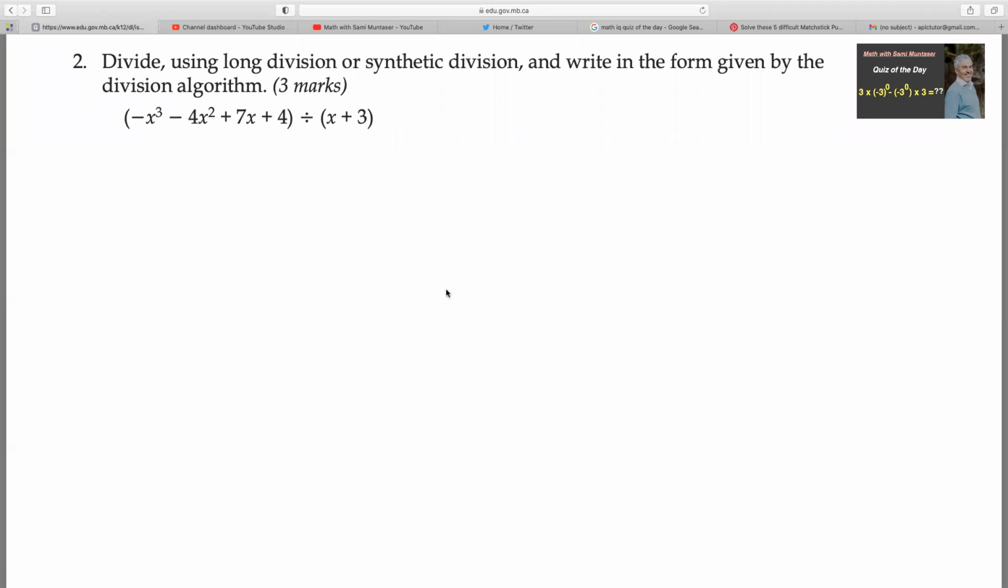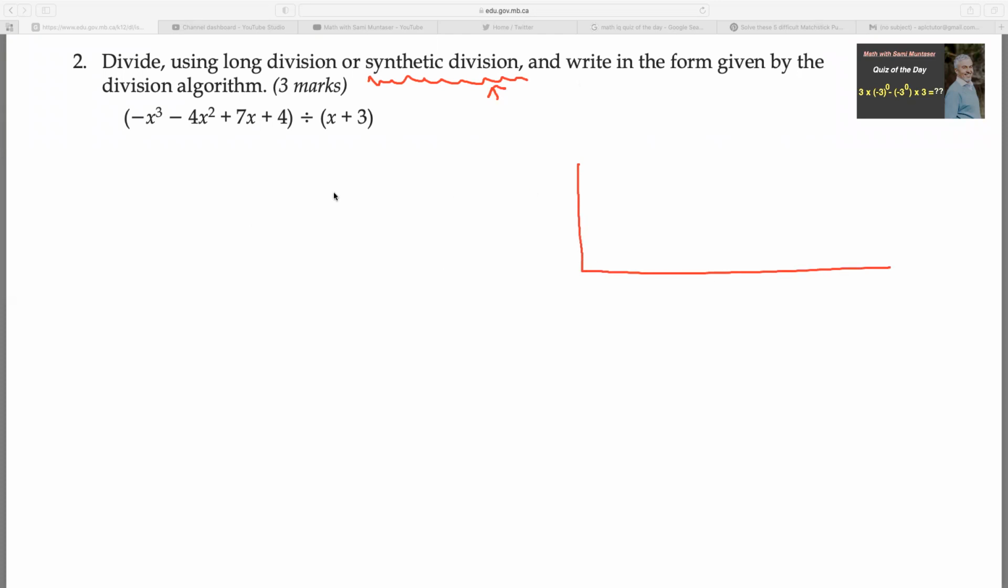So here is question number 2: divide using long division or synthetic division and write it in the form given by the division algorithm. So here, if you have a choice between long division and synthetic division, definitely go for synthetic division, a lot faster, a lot easier. Okay, so in synthetic division, what you want to do is put in all your coefficients in here. So negative 1, negative 4, 7, and 4.